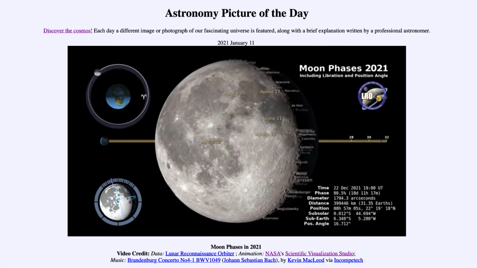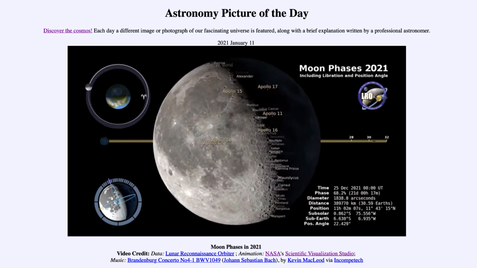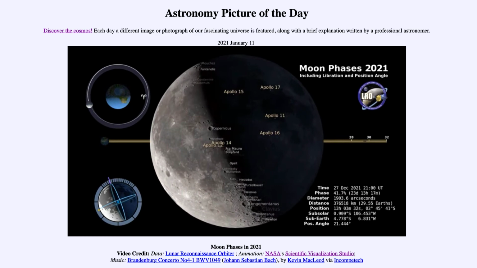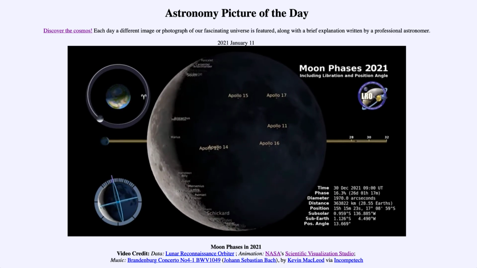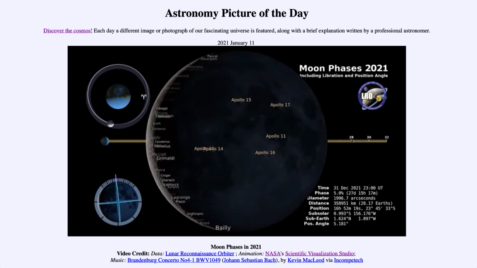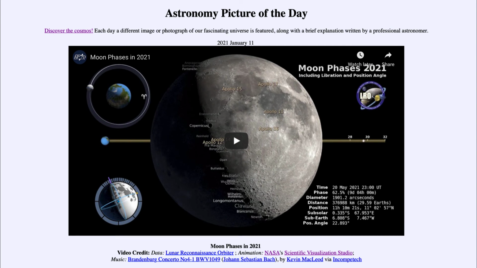And down in the bottom, we can see a number of things, including the date, the phase percentage, how much of the illuminated portion we're seeing, how big the moon is, the diameter, and that's the apparent diameter, which does change with distance, and some various other numbers there as well. So that was our picture of the day for January the 11th of 2021. It was titled Moon Phases in 2021.